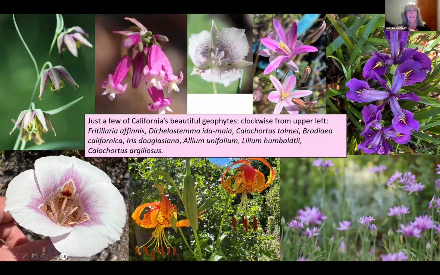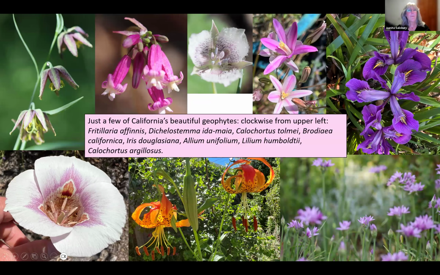Now if we talk about geophytes, we're talking about the bulbs, the rhizomes, the corms, things like irises. These are all plants from our gardens. And when I said that when you have a functional garden, the aesthetics take care of themselves, I mean, look at the colors here. My goodness, right? These are just a few of California's beautiful geophytes.